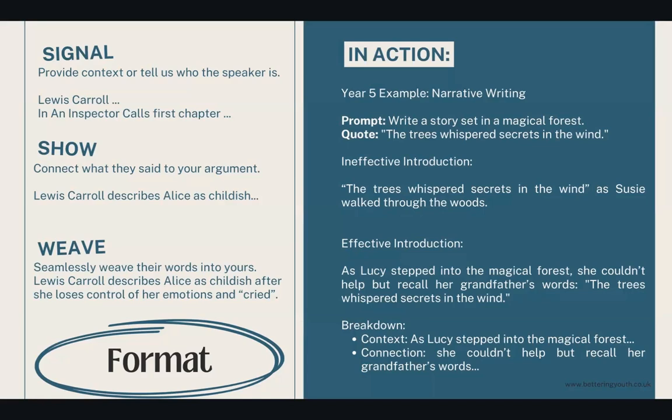Let's look at it in action. We're going to go through different year groups. And as we go through the year groups, you're going to see the different ways that we can introduce a quote. This is a year 5 example for narrative writing.